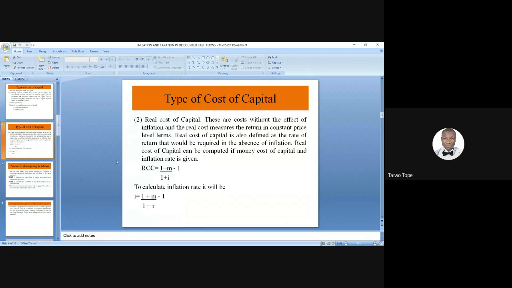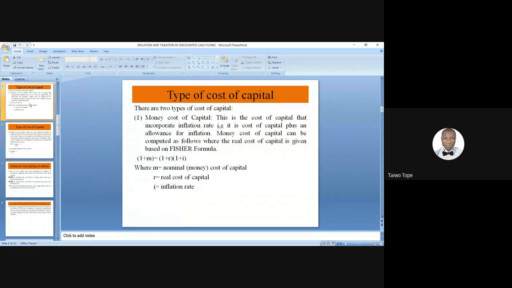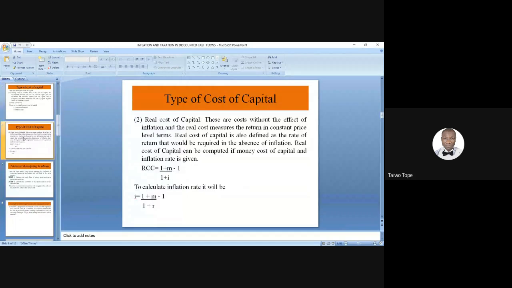So real cost of capital can be computed if money cost of capital and inflation rate is given. So we will be making the real cost of capital the subject of the formula from this equation here. When you try to make R the subject of the formula, it will be 1 plus M divided by 1 plus I. So you'll be left with 1 plus R. To make R stand alone, you move 1 to the other side of the equation, which changes to minus 1. So you now have the equation in this form. That is, real cost of capital will be equal to 1 plus M divided by 1 plus I minus 1.